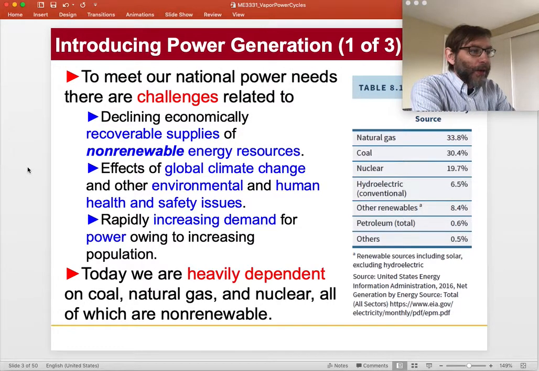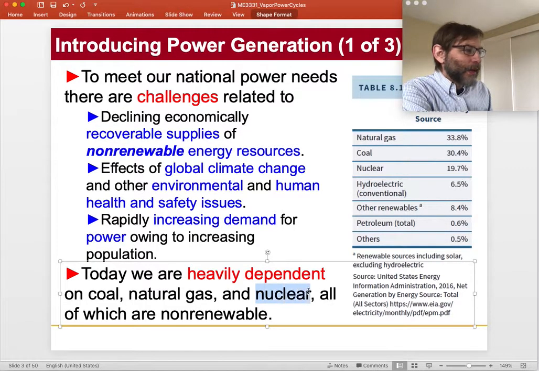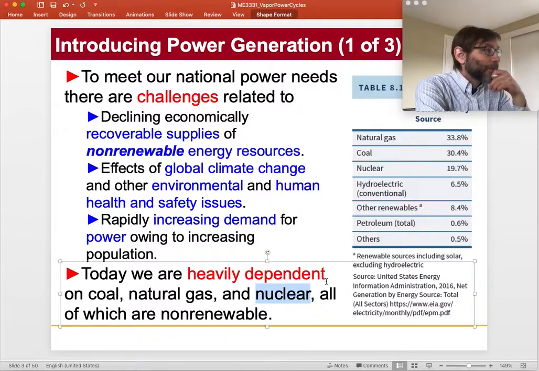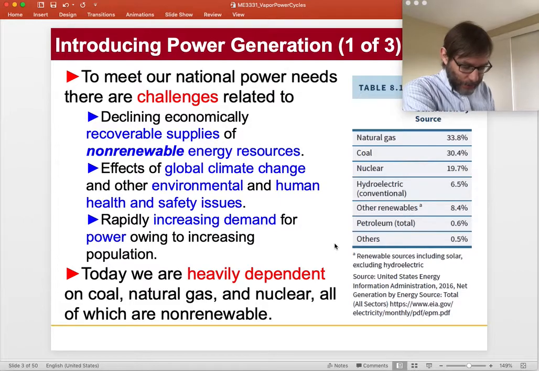Today, we're heavily dependent on coal, natural gas, and nuclear, all of which are non-renewable. I think I have an issue actually. This is from the text, and calling nuclear non-renewable is a little, yeah. I guess the main point is that it's not renewable in the sense that uranium is depleting and you can't get it back, but it certainly emits no CO2. I think we could have a whole class debating that. Okay, so let's move on.